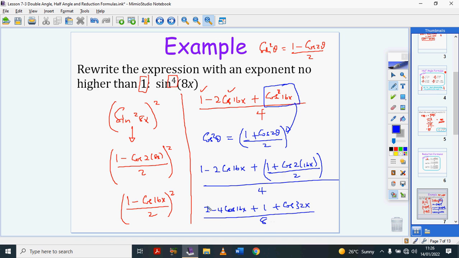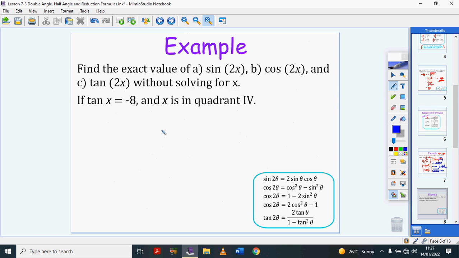And I can add the 2 and the 1, and my final answer will be 3 minus 4 cosine 16x plus cosine 32x. So that's how you will reduce these expressions, and I've done that reduction. Let's look at another example.